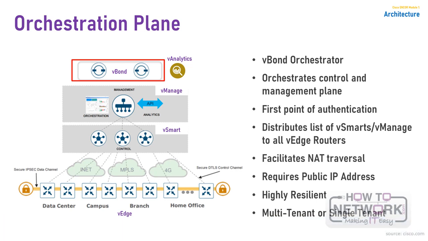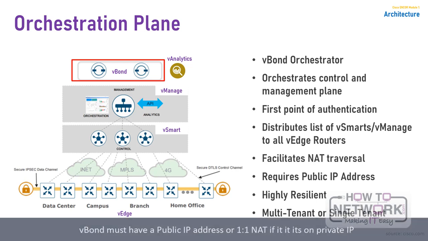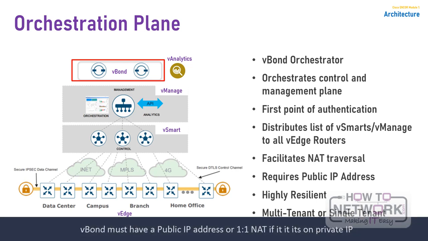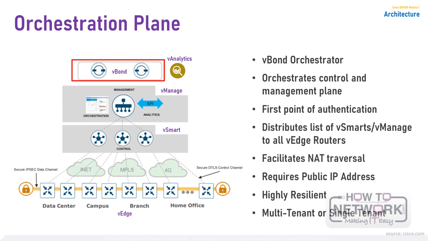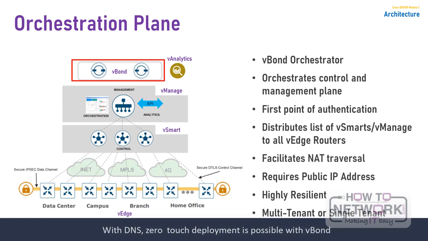The vBond Orchestrator itself should reside in the public IP space or on the private IP space with one-to-one NAT, so that all remote, especially internet-only sites can reach it. When tied to DNS, this reachable vBond IP address allows for a zero-touch deployment.